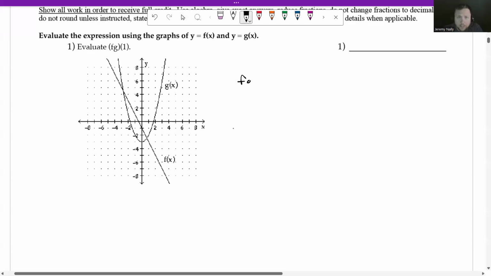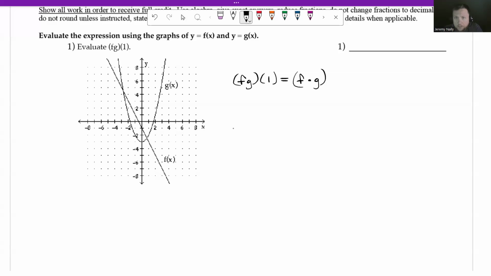So when you see this fg of 1, that's supposed to be multiplication, right? It's just implied that it's multiplication. So this is going to be f of 1 times g of 1. Now if we look at the graph, f of 1, so f is this linear function.